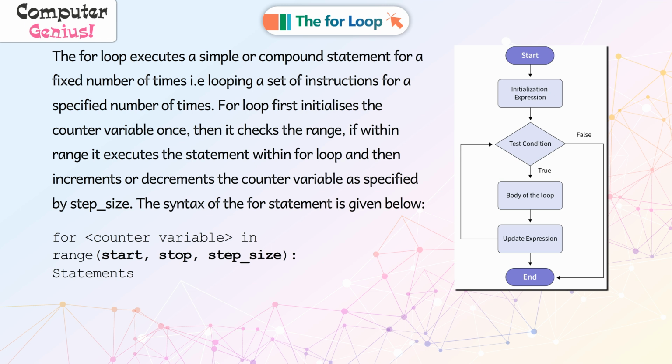Then it checks the range. If within range, it executes the statements within the for loop and then increments or decrements the counter variable as specified by step_size. The syntax of the for statement is given below.